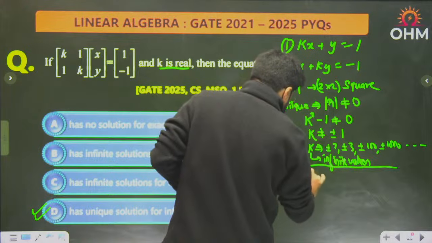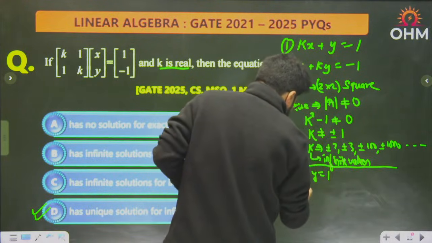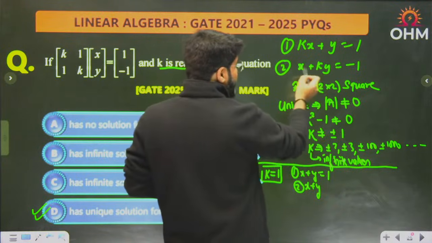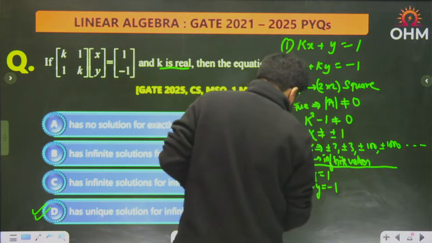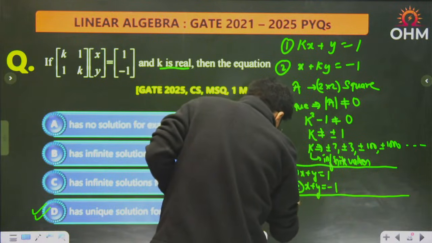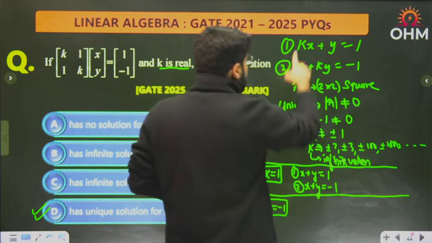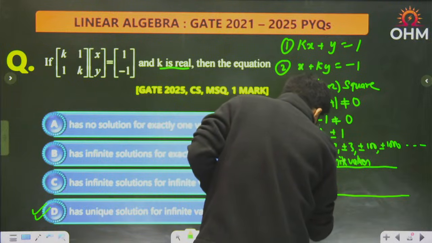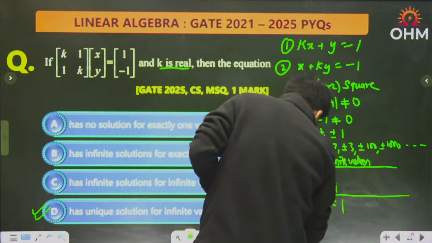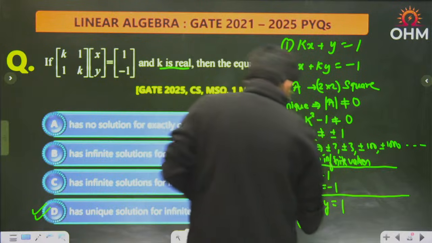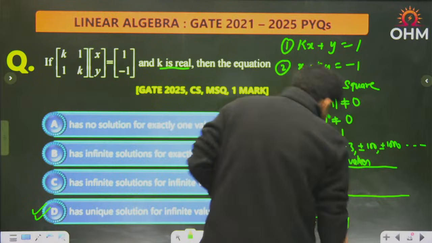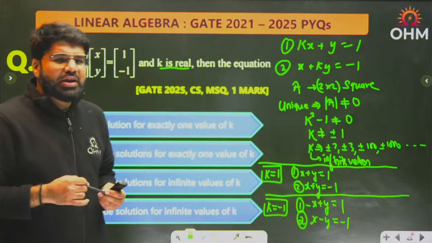First equation, x plus y equal to 1. Second equation becomes x plus y, listen here, k is 1, so this is also x plus y equal to minus 1. What happens now? Please tell me. And if k equal to minus 1, then what happens? If k is minus 1, the first equation will be minus x plus y. I'm just substituting and showing you. Minus x plus y equal to 1, and the second equation will be x minus y equal to minus 1. Tell me what happened now.